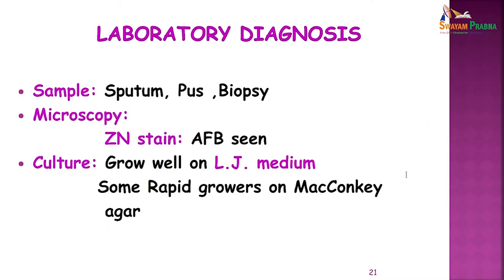So, coming to the laboratory diagnosis of NTMs, an appropriate sample is collected, and on microscopy, just like we do the regular ZN stain, we will see acid-fast bacilli, and these bacilli sometimes may appear in chains. These organisms grow well on LJ medium, and some rapid growers like fortuitum and chelonae will grow on MacConkey's medium. The rapid growers will show growth within a week, whereas the others tend to grow within 2 to 3 weeks.